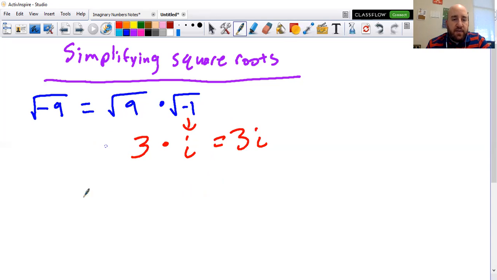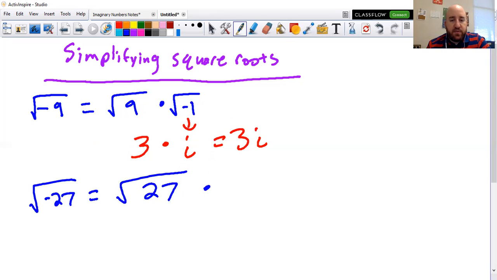Of course, not everything is going to be that simple. Sometimes I'm going to get a square root that is not a perfect square. So I'm going to do the square root of -27. Okay? Same idea, split it up to 27 and 1. Square root of -1 is i. And now 27 is not a perfect square. So we have to go back to what we learned way back at the beginning of Algebra 1. We've got to simplify this radical, okay?